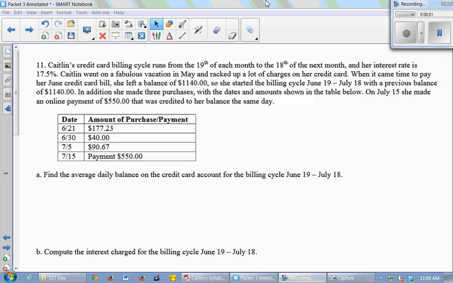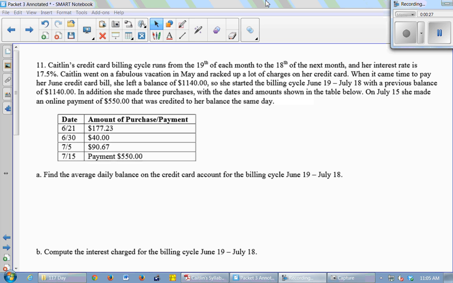Last thing we talked about last time I saw you was credit cards, how credit card billing works. So my billing cycle, this is a made-up example, by the way, but Caitlin's credit card billing cycle runs from the 19th of each month to the 18th of the next month, which means that some months it's 30 days, some months it's 31 days. And my interest rate is 17.5%.